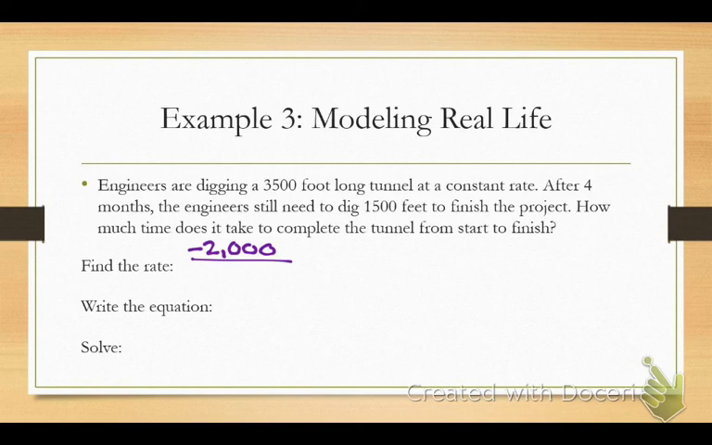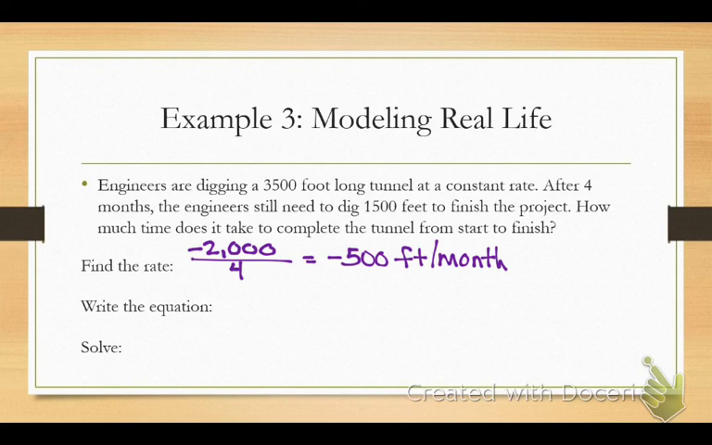Okay? And how long did it take them to dig 2,000 feet? 4 months. Okay? It took them 4 months. All right? So that would be what? 500 feet per month that they're digging. Okay? That's great. They're making good progress. Now, at this point, I could probably just use my common sense to figure out, well, if they have 1,500 feet left to dig and they're digging 500 feet a month, I could figure out the answer from here. But the challenge is that they want it in an equation.